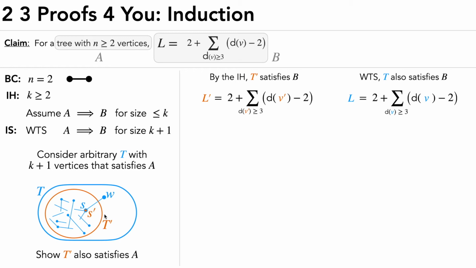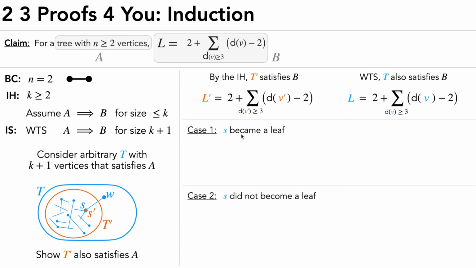Since only S and W were affected by this modification, we can case on whether or not S became a leaf. So we can split this up into 2 cases. When we did this removal of W, either S became a leaf or it did not. In the case where S became a leaf, this just means that the degree of S at the very start in the overall graph T was equal to 2, and then when we removed its neighbor W, its degree became 1 and it turned into a leaf.